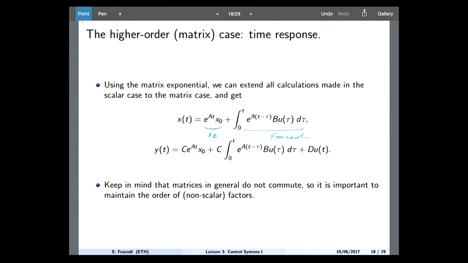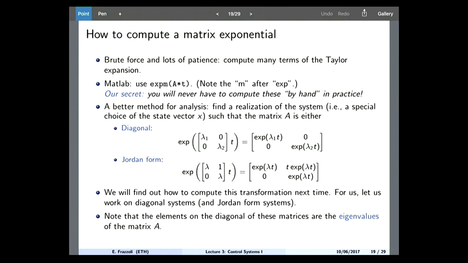The only thing that you should keep in mind is that, in general, matrices do not commute, so you have to maintain the order of things. When these are all scalars, you can just commute the factors in a product. In the case of matrices, in general, you cannot commute the factors. Just a fact of life, a fact of algebra. Okay, so how do we actually compute the matrix exponential?